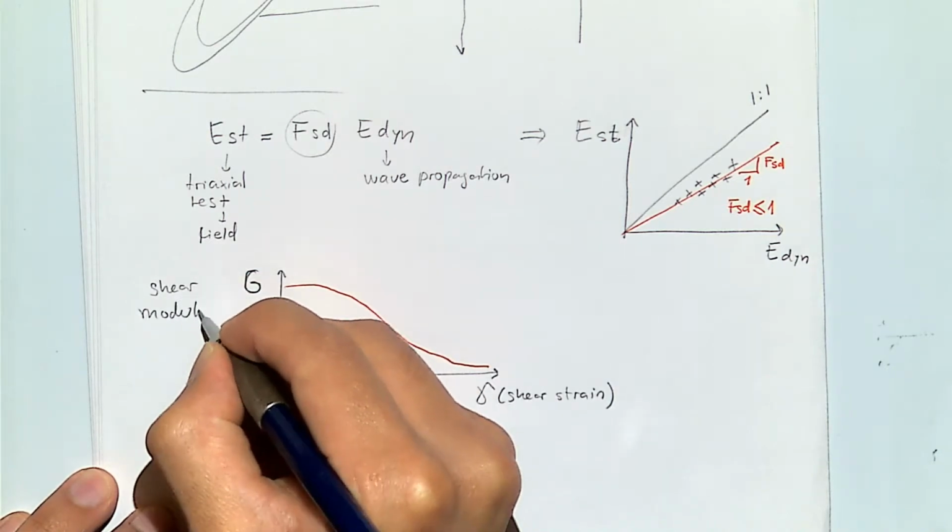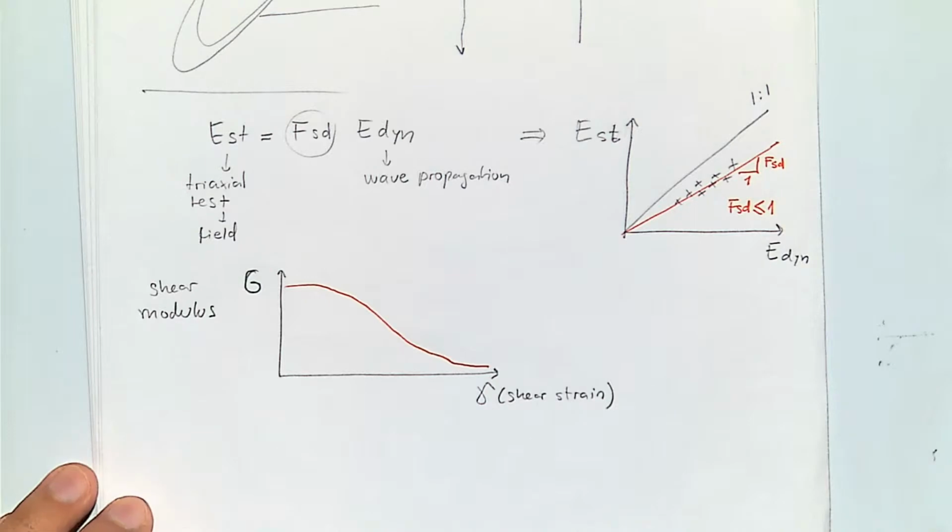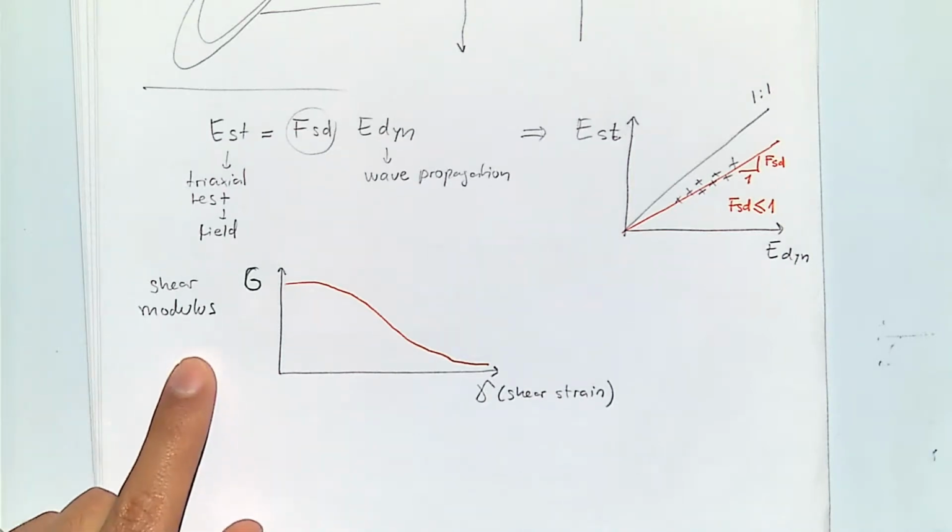I'm using shear modulus here because the Young's modulus incorporates what's inside the rock, since it's a volumetric deformation. And in order to get rid of the problem of fluids, let's just talk now about shear modulus.